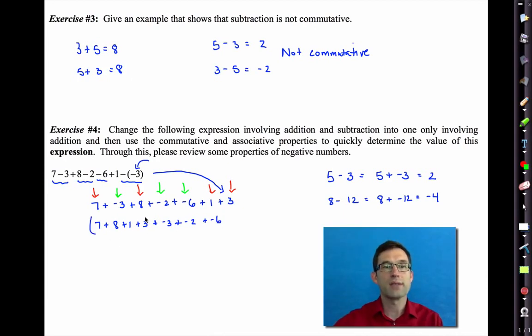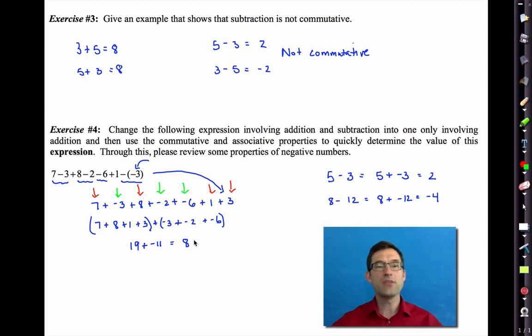And watch what I'm going to do next. I'm going to actually use the associative property. Associativity says I can group these additions in almost any way that I want. So 7 plus 8 is 15, plus 1 is 16, plus 3 is 19. Here, negative 3 and negative 2 is negative 5, plus negative 6 is negative 11, and now 19 plus negative 11 is 8.